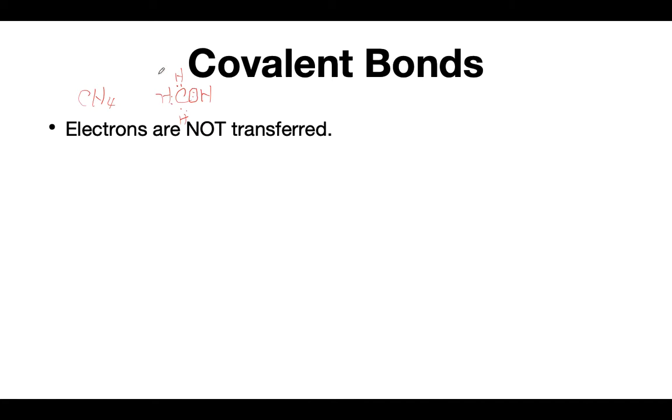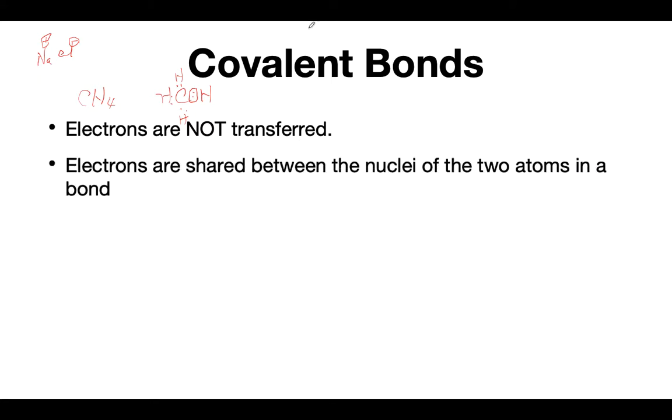Like we said earlier for the ionic bond, for example, if you look at sodium chloride, in this case sodium actually loses 1 electron to chlorine, so chlorine forms an anion and sodium forms a cation. So there's actually electron transfer. But in this one, there's no electron transfer, and electrons are shared between the nuclei of the 2 atoms in a bond. So in this case, these electron pairs are shared by the carbon and hydrogen that form the bond.